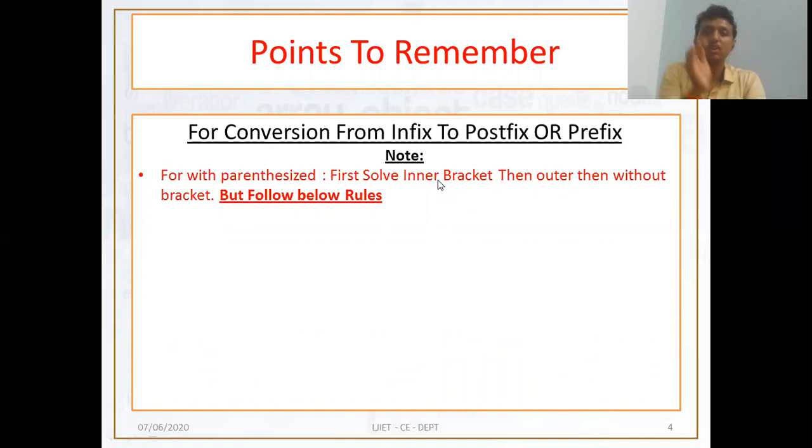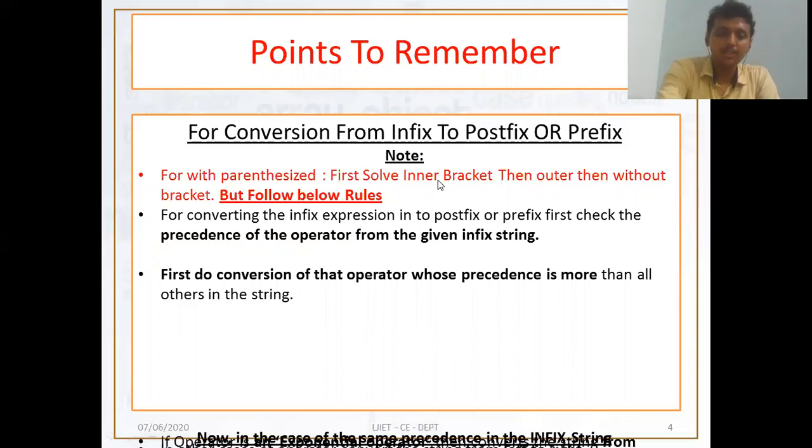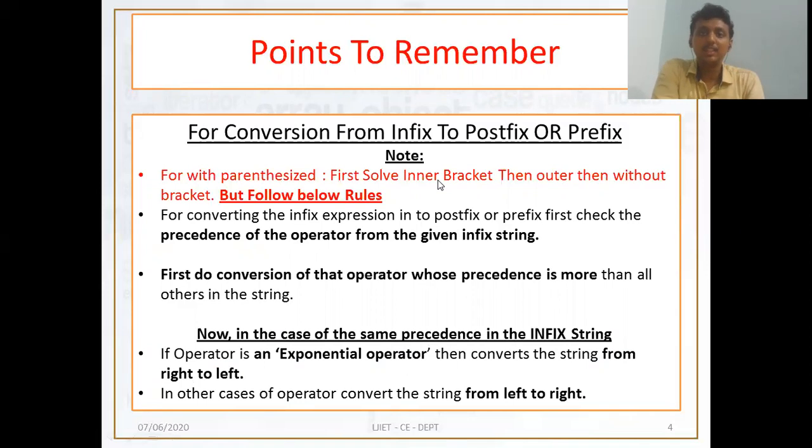So first, we need to solve the inner bracket of the equation, but with the same rules as without a parenthesized expression. The rules are, if you are converting infix to postfix or infix to prefix, first you need to solve the operator which has the higher precedence. If the operators have the same precedence, then go from left to right, and if the operators are exponential operators, then go from right to left. Fine. These are all the basic rules that you have already studied in the without parenthesized expression.